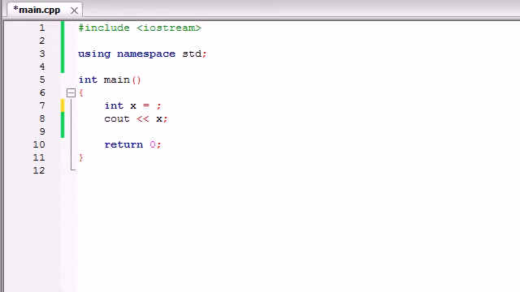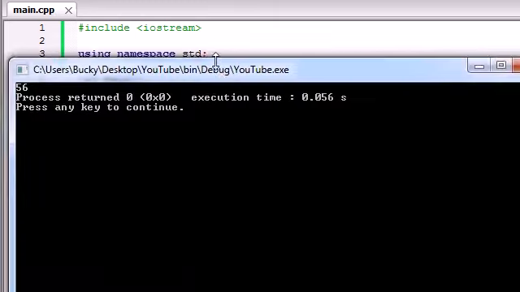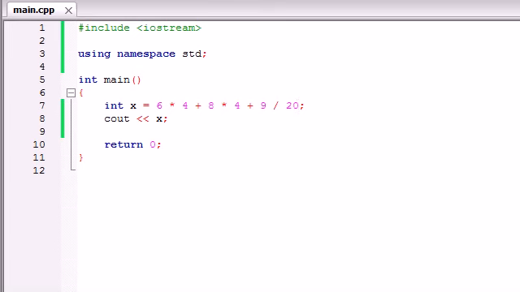Aside from just one number, an arithmetic operator, and another number, you can have complex calculations like 6 times 4 plus 8 times 4 plus 9 divided by 20. If we build and run this, let's see what we get. 56. So what order is this being done in? Is it doing 6 times 4 and then plus 8? Or is it doing 4 plus 8 and then times that by 6? Because depending on how you do it, it's going to come out with a different result.